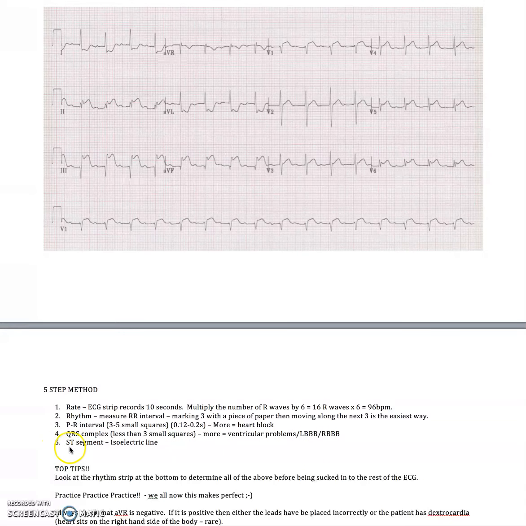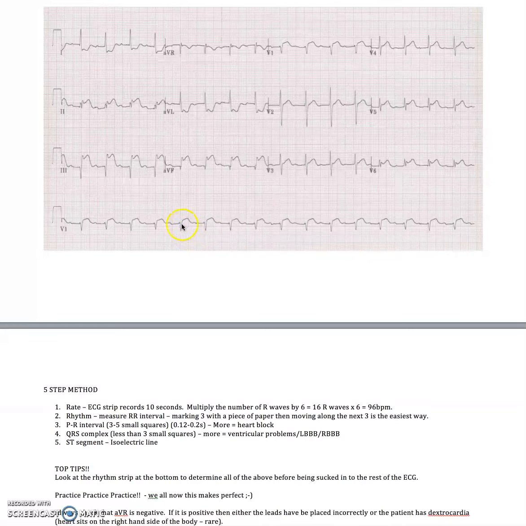Now the big one, number 5, we're looking at the ST segment. So we've had this patient coming in with 10 out of 10 crushing chest pain. We want to identify if they've had a cardiac event or not. Are they having a STEMI or a non-STEMI? Let's have a look. This is how we find out. We have a look at our ST segment.